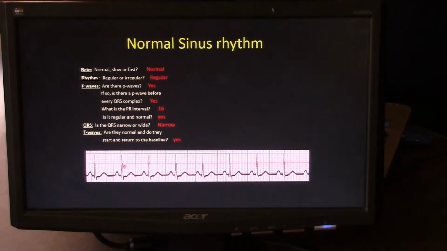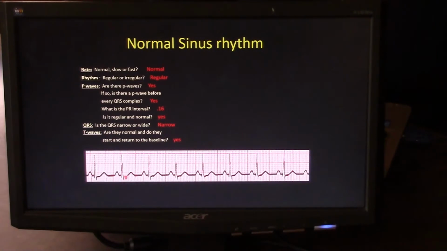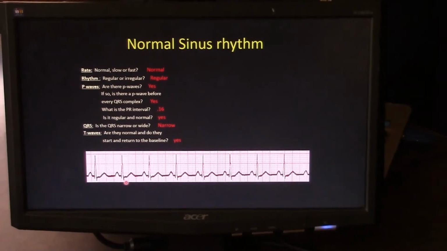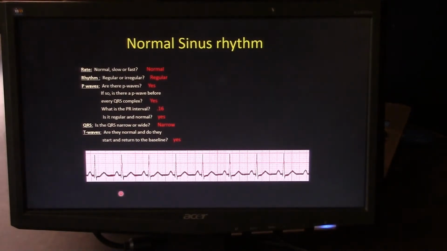The QRS complex, is it wide or narrow? Narrow QRS complexes are less than 0.12 seconds in width or less than 3 boxes in width. And here it's about 2 boxes in width, and that's about 0.08 seconds. So that's good. That's narrow.